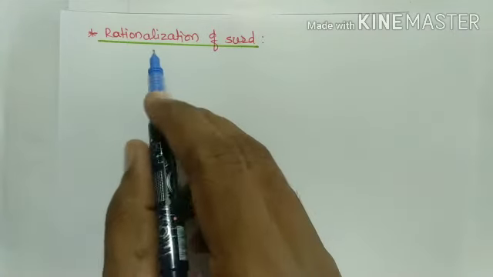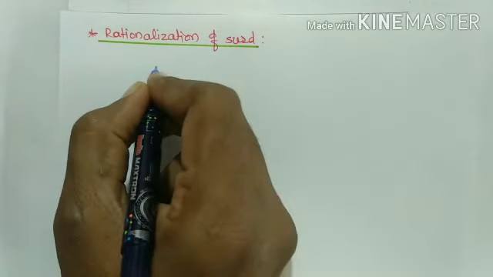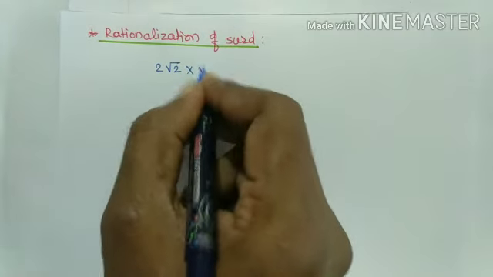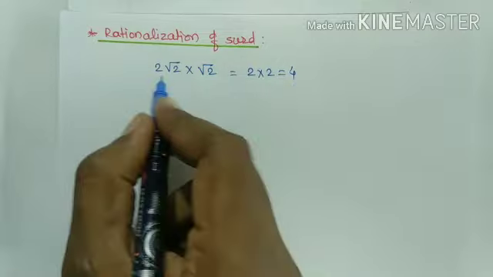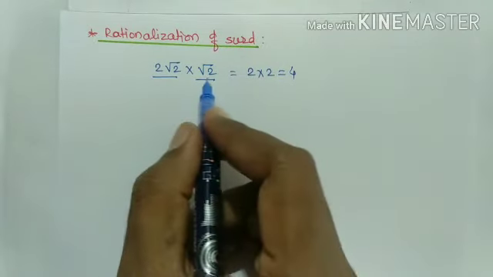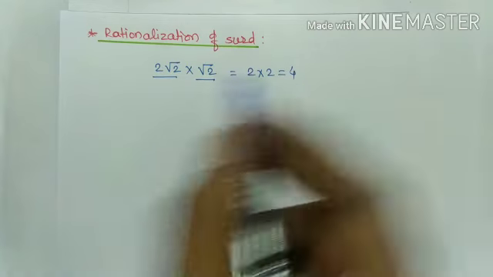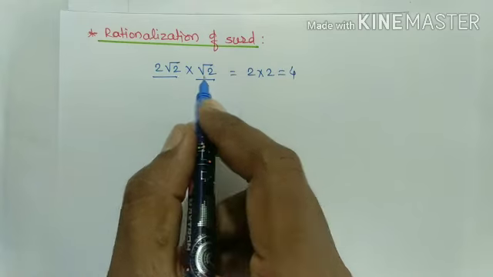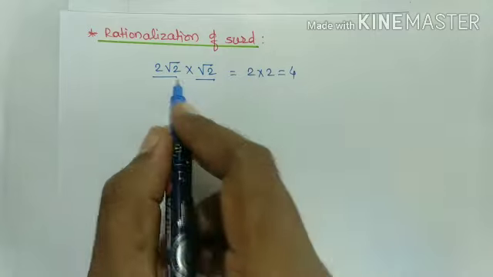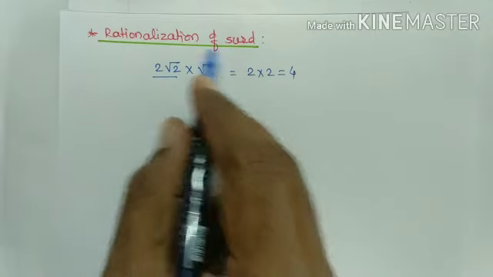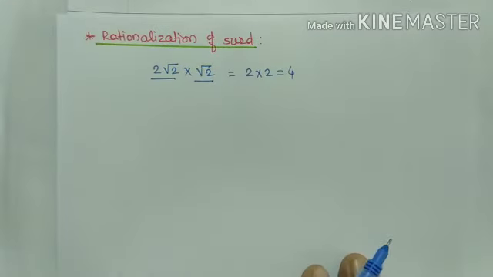Now the next point is rationalization of surds. See this, 2√2 into √2 equals 2 into 2 equals 4. Here these two are surds and the product of these two surds is a rational number. If the product of two surds is a rational number, then each surd is called the rationalizing factor of each other.